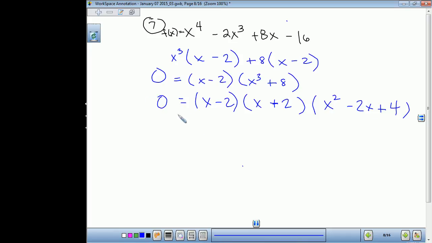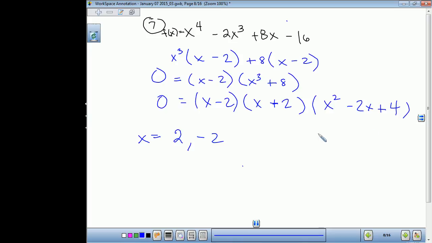You probably noticed that when you factor a sum or a difference of cubes, this trinomial doesn't factor any further over the set of integers, does it? Okay? The first two are pretty easy. We know x is either 2 or negative 2, right? But this one doesn't factor any further. So what's our next option?